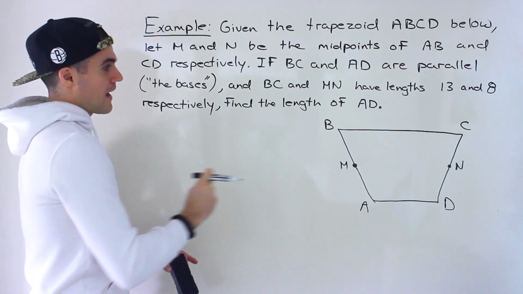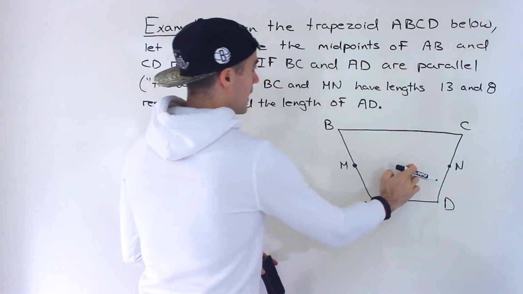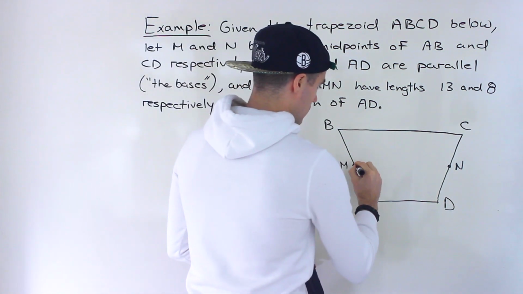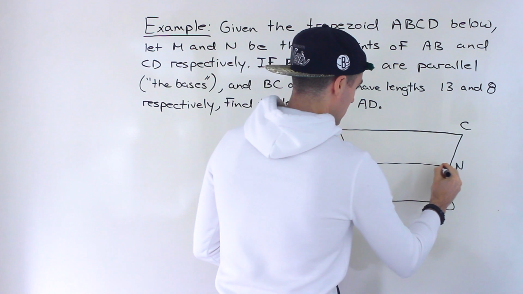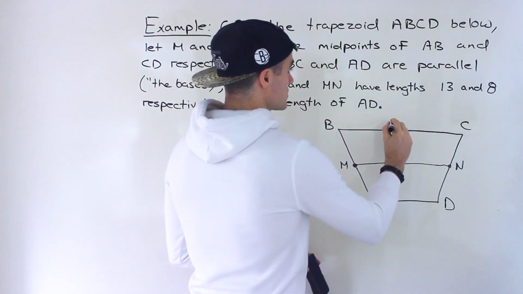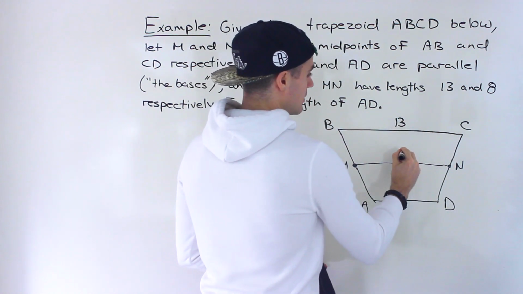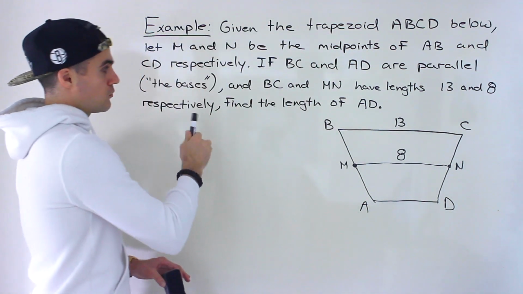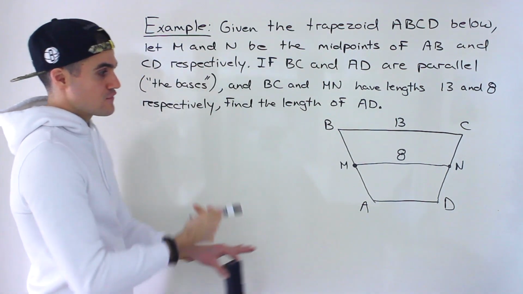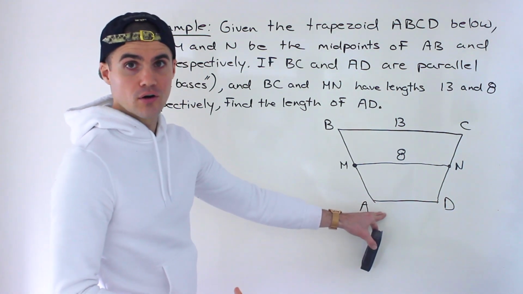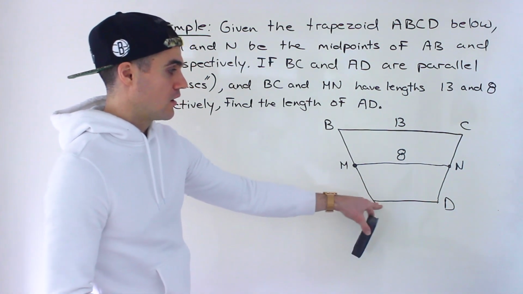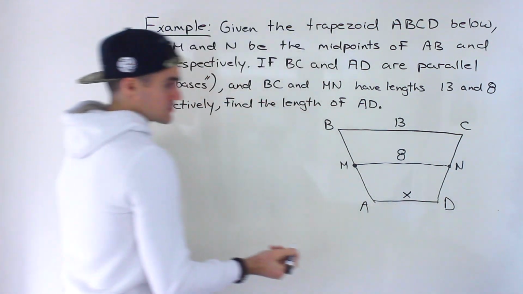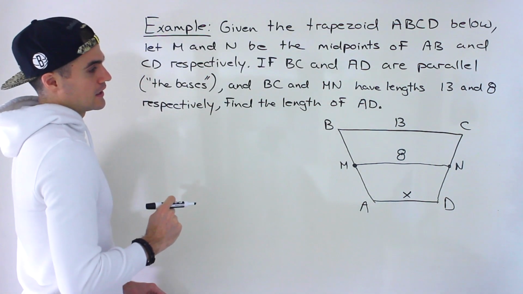And then we're told that BC and MN have lengths of 13 and 8 respectively. So notice we're dealing with a line MN here. That's the mid-segment line. So we have 13 as a length here, and then we have 8 as a length there. And we have to find the length of AD, that other parallel side, that other base. So we can label that as X. That's what we're going to be solving for.